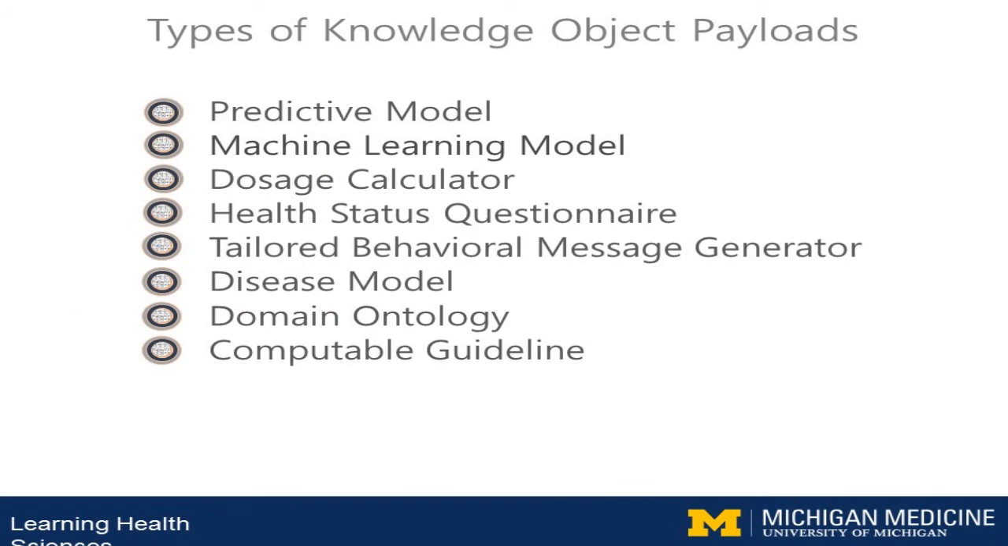And you can imagine all sorts of different payloads for knowledge objects. And this list is not complete. We're very interested in predictive models. They're relatively easy to encode, so we can do that pretty quickly. We're very interested in machine learning models and applying those. We're interested in calculators. We're interested in automated questionnaires. We're interested in tailored messaging capabilities. We're interested in applying disease models within our system, something that's rare today. Actually having the system understand something of the disease that's currently being progressed in terms of care, and so on. So all of these things and more are on our list.